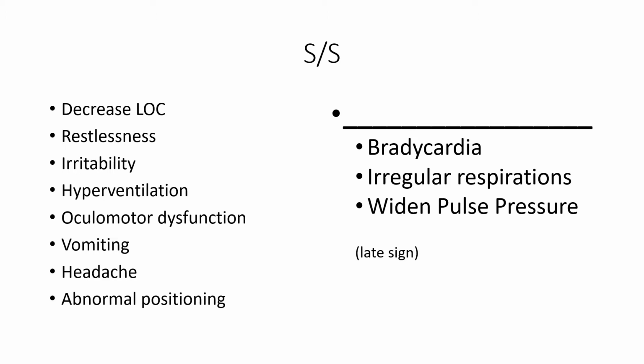Some late signs, these are your late signs. This is known as the Cushing's triad. So the Cushing's triad are the three things that change with your vital signs. This is when you'll notice that the patient has bradycardia, irregular respirations, and often a widened pulse pressure. And remember that the widened pulse pressure is the difference between the systolic and the diastolic.